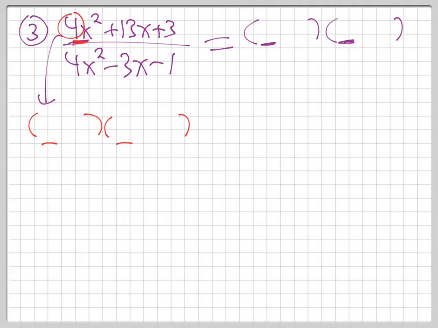So what times what makes 4x squared? There's 2 options, huh? 4 is 2 times 2. It's also 1 times 4. Both things multiply to be 4. There's 2 ways to multiply to be 4, huh? Well, how do you know which one's right? You guess. You don't know.